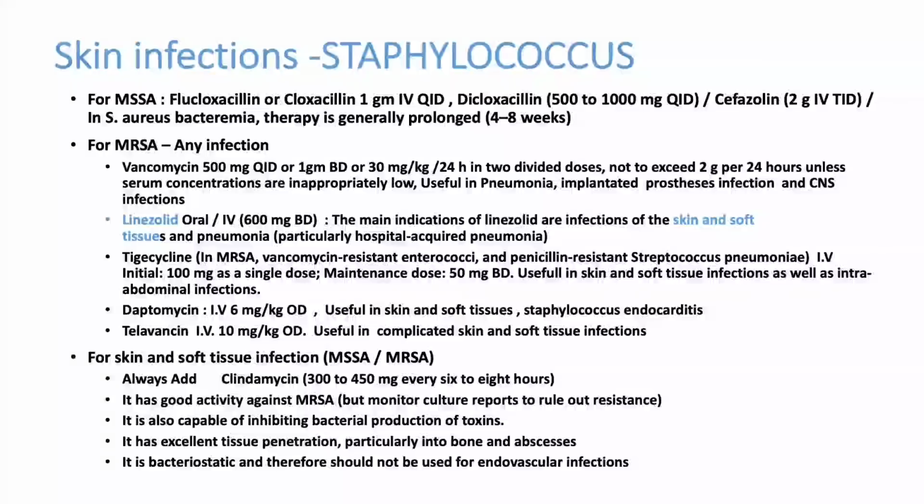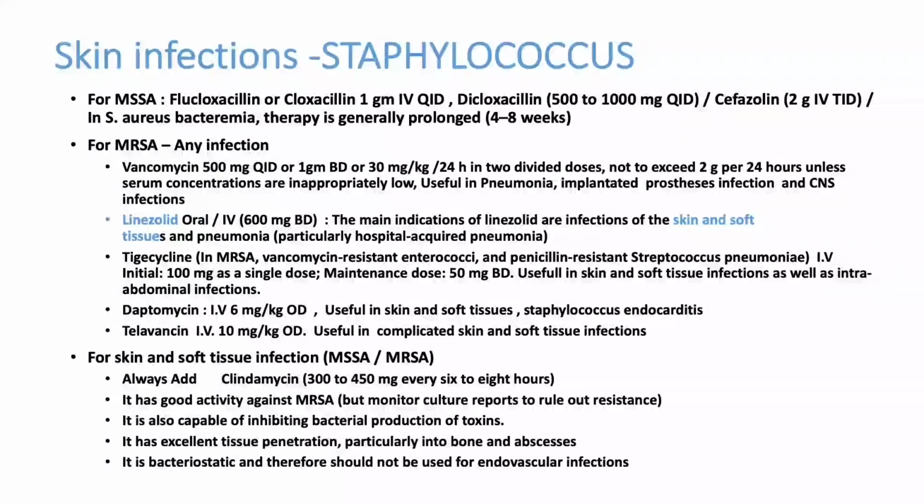So normally when we are getting skin infections like cellulitis and all, we start flucloxacillin. That is a drug available in our country. 1 gram IV QID is the dose. So that can be started. Cefazolin is another drug which also can be used, but the commonly available drug is flucloxacillin 1 gram IV QID. That will cover MSSA, that is methicillin sensitive staphylococci. That will not cover MRSA. MRSA is resistant to methicillin, so it is resistant to flucloxacillin or cloxacillin.